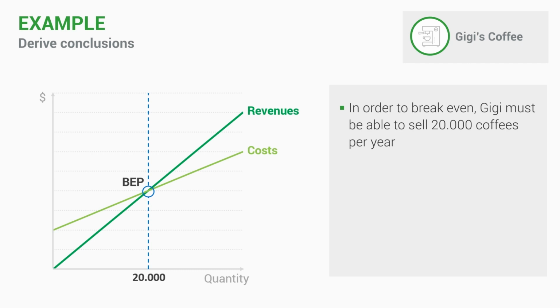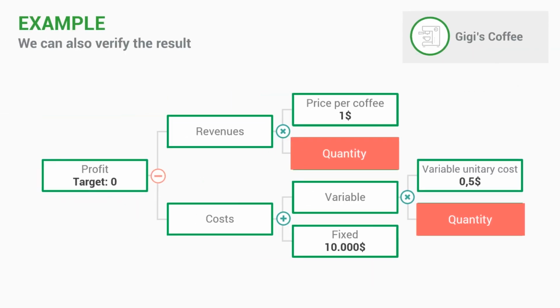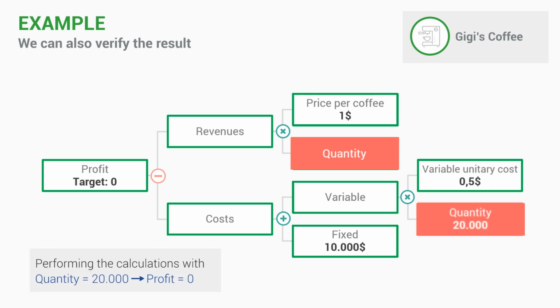In the graph, this is the point where the lines representing revenue and cost intersect. Here, revenue and cost are exactly equal, making the resulting profit equal to zero. If Gigi sells more than 20,000 coffees, he will make a profit greater than zero. This corresponds to the region of the graph to the right of the BEP. If he sells fewer than 20,000 coffees, though, Gigi's profit will be less than zero, a loss, corresponding to the region of the graph to the left of the BEP. We can confirm our result by plugging the value for quantity equal to 20,000 into our tree. If we perform the calculations from right to left, profit equals zero, which is correct at the BEP.